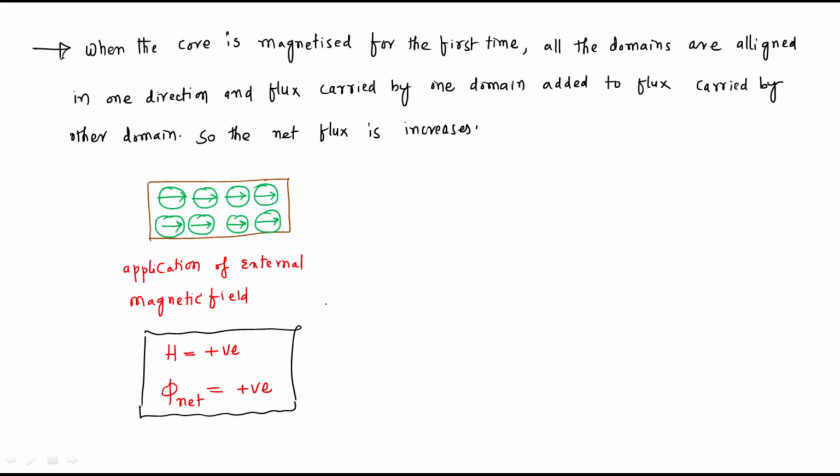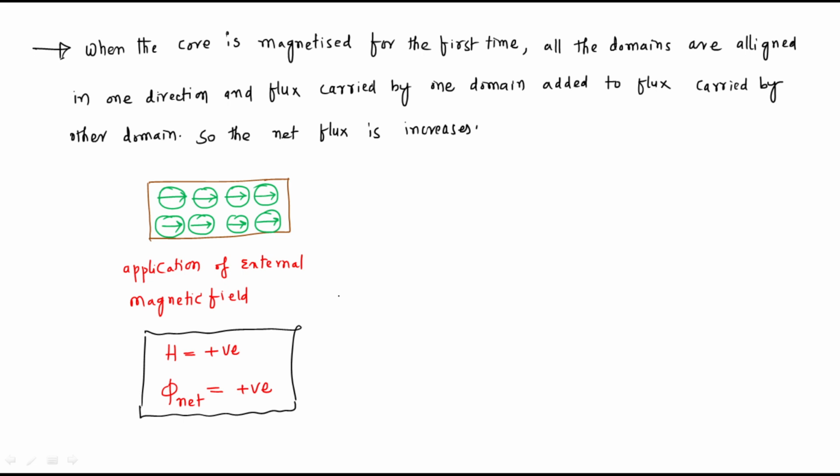So because of that, the flux which is carried by one domain should be added to the flux carried by another domain. So the net flux increases. Obviously, the magnetic field strength will be positive, more than zero. So this is the second case. So the process is there. What is the process?